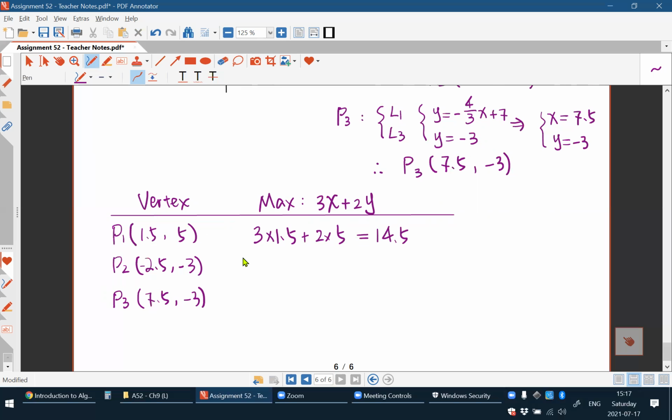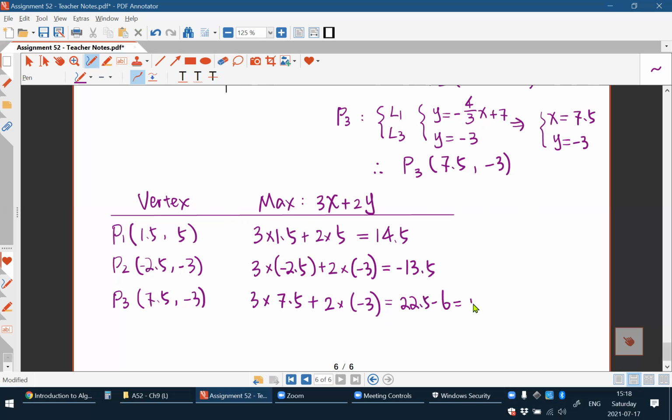which is 14.5, right? And at vertex P2, the value of the target function is 3 times minus 2.5 plus 2 times minus 3. This will give us minus 13.5, right? And at vertex P3, the value of the target function is 3 times x. X now is 7.5 plus 2 times y. Y is minus 3 now. And this will give us 22.5 minus 6, which is 16.5, right? Remember that our target is to find the maximum value of this expression. So can you tell me which one is maximum? Of course, this one is the maximum value, right?